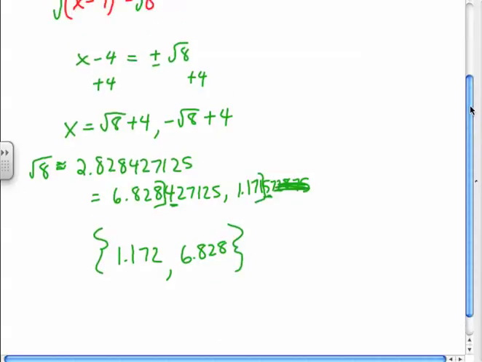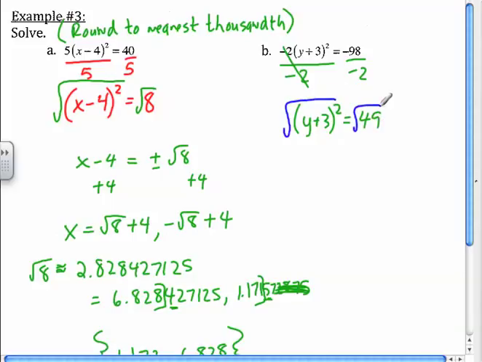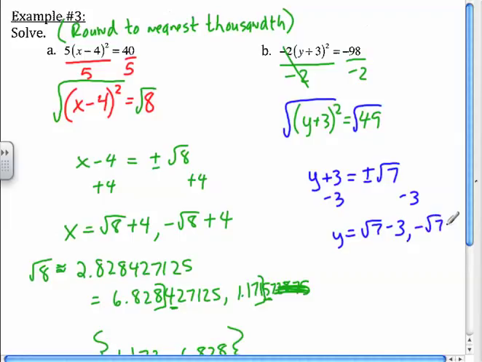Okay, now let's go back and look at B. We don't have a lot of time left on this recording, but let's see what we're going to do. We're going to divide both sides by negative 2. Easy enough. That cancels. This becomes y plus 3 squared is equal to 49. Oh, Mr. C, you're so nice, making that a perfect square for us. Take the square root, and I'm going to get y plus 3 is equal to plus or minus root 7. And then I'm going to subtract 3 from both sides, and I'm going to get y is equal to root 7 minus 3, and then negative root 7 minus 3.